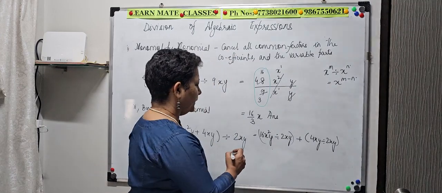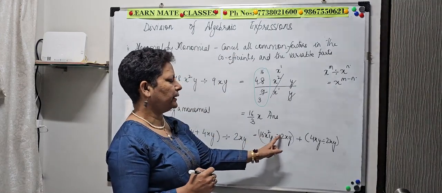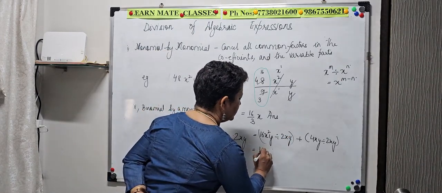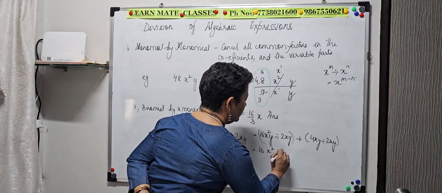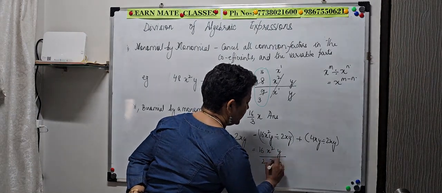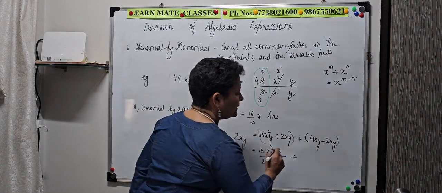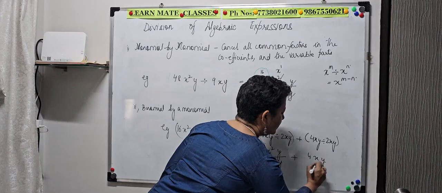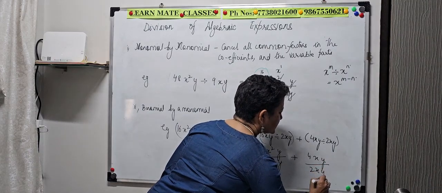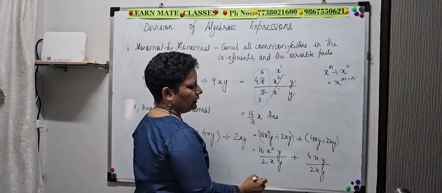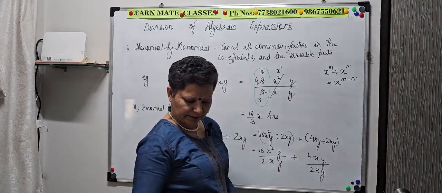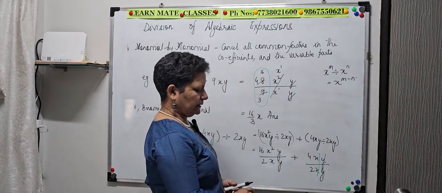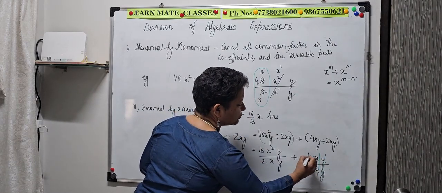Let's see what's going to happen here. As I told you, I'm going to write the numerical upon numerical, x's upon x's and y's upon y's. So this is going to give you 16x squared y upon 2xy, and the second term is then going to be 4xy upon 2xy. The x and the x cancel. Let me use a different color pen. Okay. The y and the y also cancel. The 4 and the 2 cancel to give you just a 2.